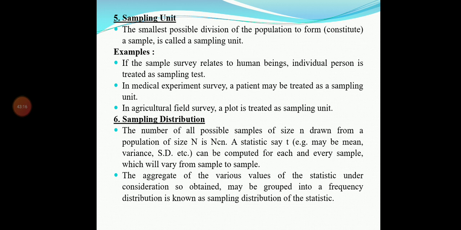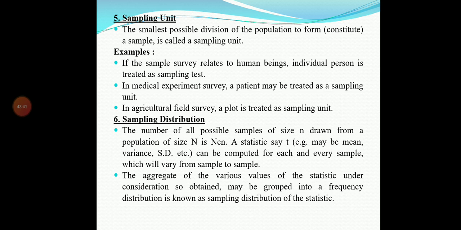If it is grouped in a frequency distribution, that is, the distribution of the aggregate values, the distribution of the statistics computed from all the possible samples, is known as the sampling distribution of a statistic. Do you understand the definition?